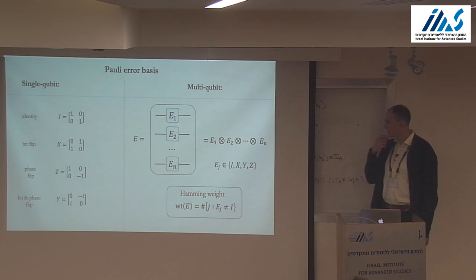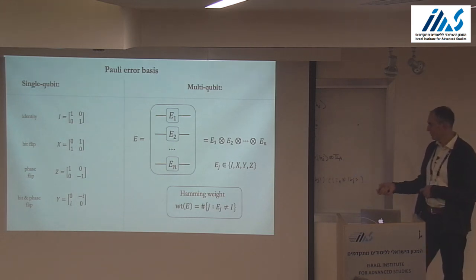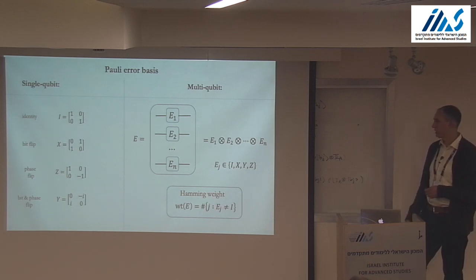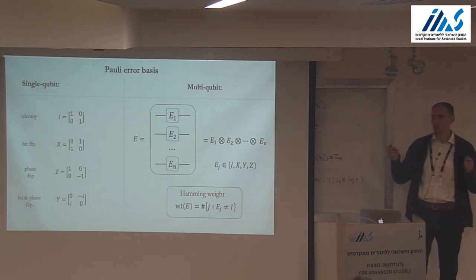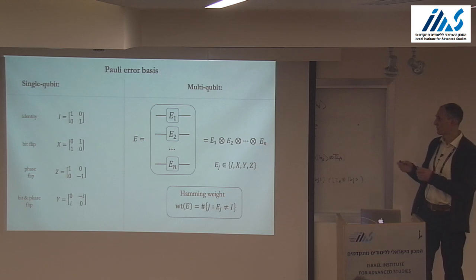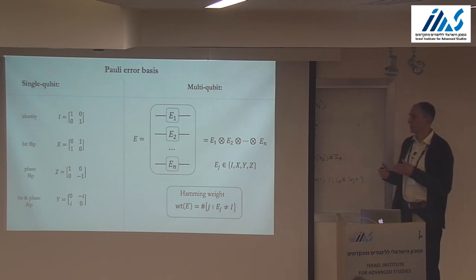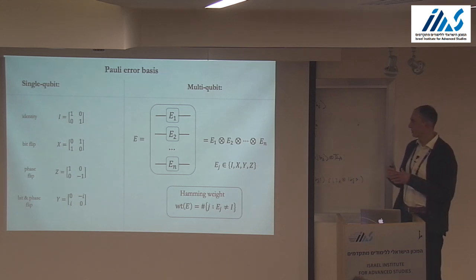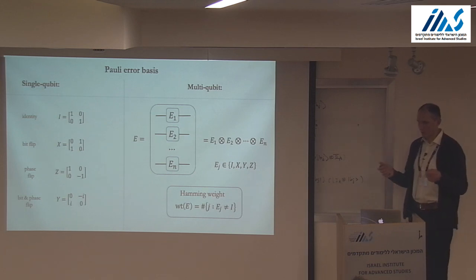And somehow the important notion will be the weight of an error. This is just the number of qubits that suffer from a non-identity error, like X or Y or Z. And basically what we will try to do is to find quantum codes that detect or correct all Pauli errors of small weight.